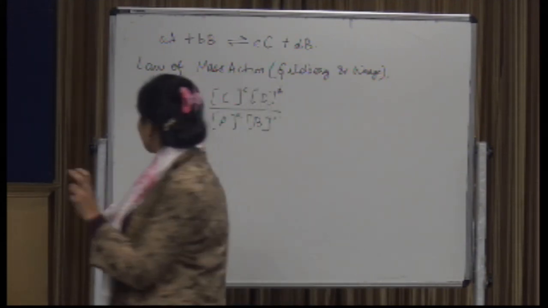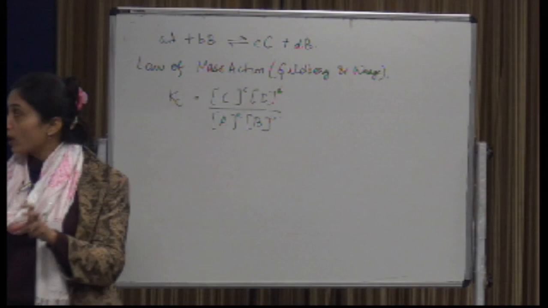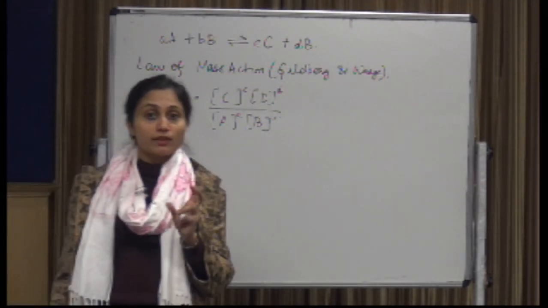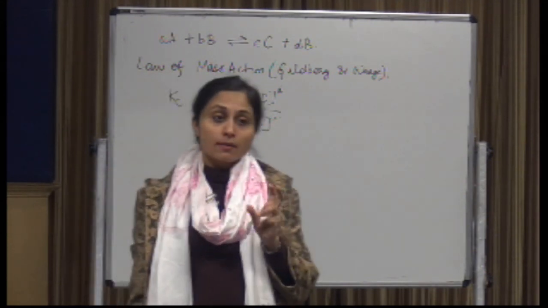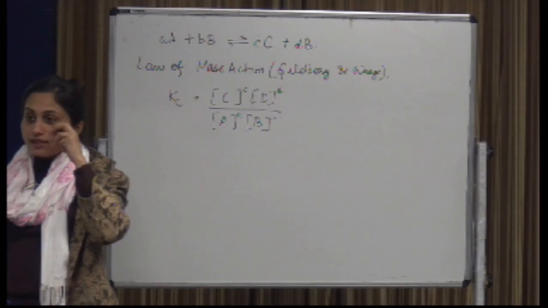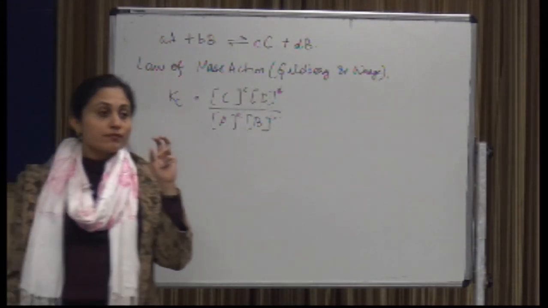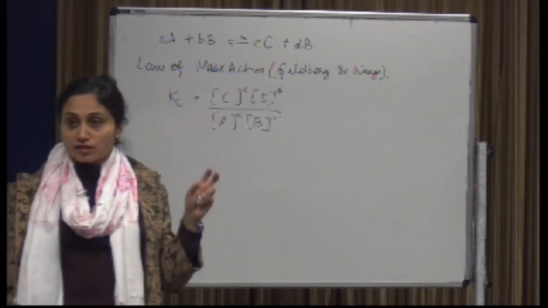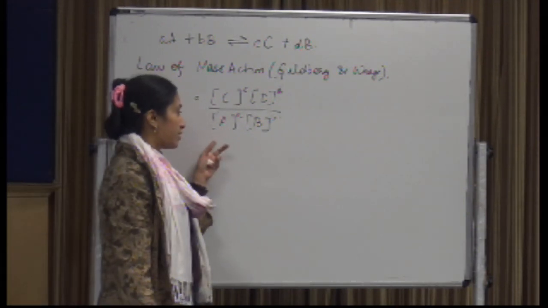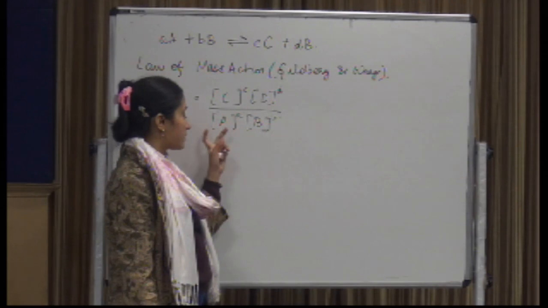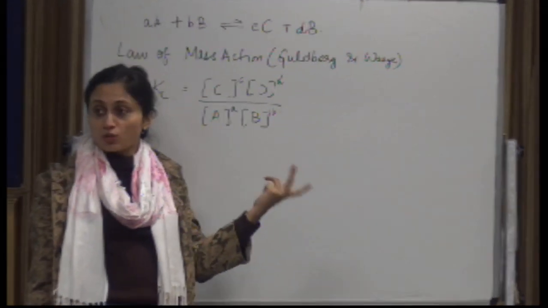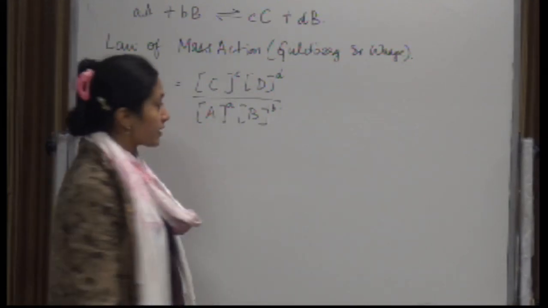It is also known as the law of chemical equilibrium, or it is known as the law of mass action. It just states that the equilibrium constant is nothing but the ratio of the product of the concentrations of the products upon the product of the concentrations of the reactants, each raised to their respective stoichiometric coefficient. So that's easy to remember.